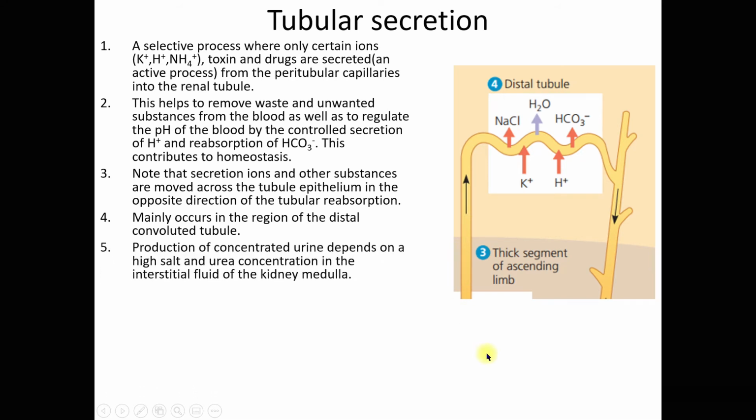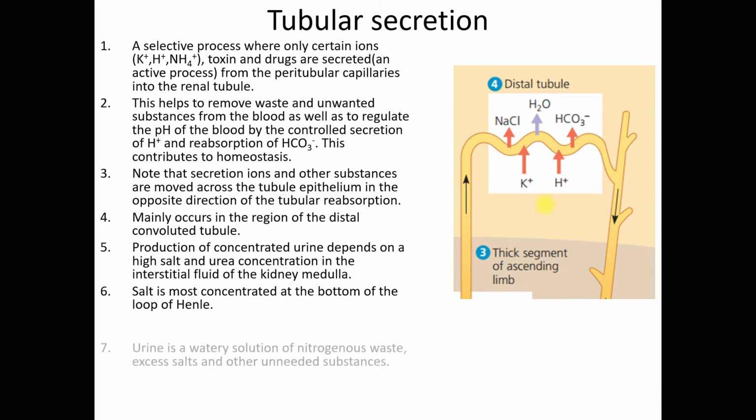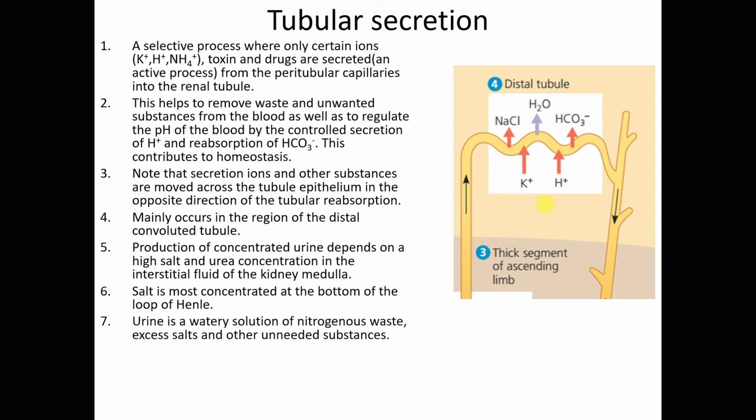Okay, production of concentrated urine depends on a high salt and urea concentration in the interstitial fluid of the kidney medulla. Salt is most concentrated at the bottom of the loop of Henle. I will explain this in the countercurrent mechanism later. Urine is a watery solution of nitrogenous waste, excess salt, excess water, and other unneeded substances.